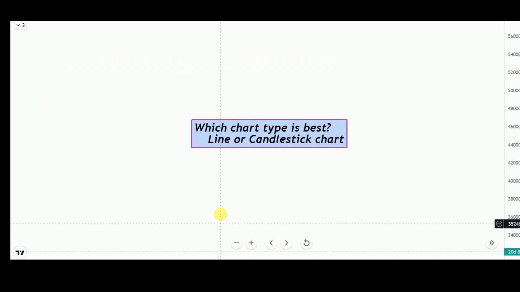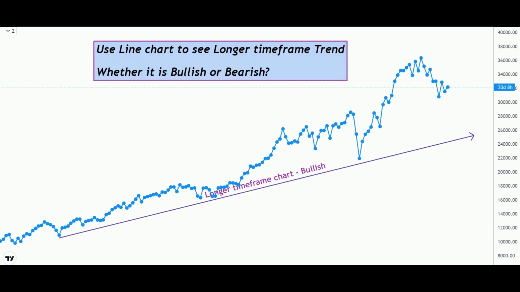So the obvious question that may come to your mind is, which chart type is best to use while trading, whether it is a line chart or candlestick chart. You can use the line chart to check the longer time frame trend, whether it is a bullish trend or bearish trend.